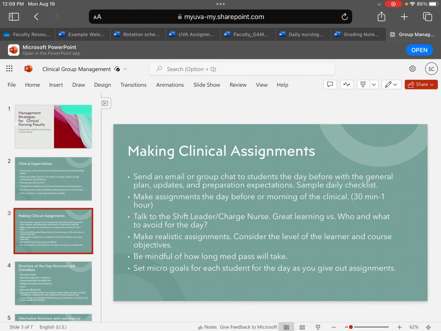I share the general plan, any updates about the unit, like maybe it flooded over the weekend and we have 10 rooms closed, something like that, just to give them an update on what's going on, how that might change the environment of the unit for the day and staff, and what the preparation expectations are. So maybe I've been working on the unit all week and I know that we have several transplant patients. I will let my students know, you must review your transplant meds and you must review heart and lung transplant. And that just allows them to come in, not be blindsided by a very complex patient, for example.